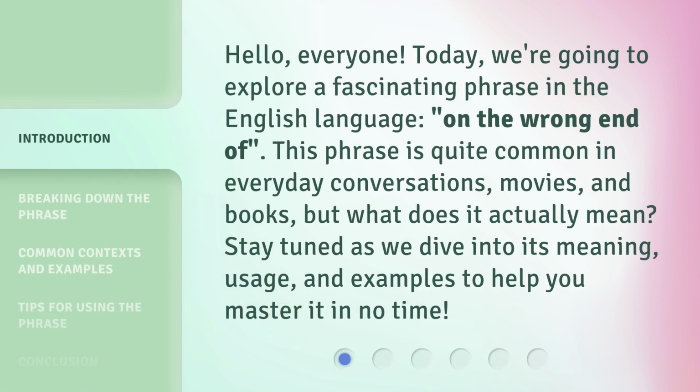Hello, everyone. Today, we're going to explore a fascinating phrase in the English language, "on the wrong end of." This phrase is quite common in everyday conversations, movies, and books. But what does it actually mean? Stay tuned as we dive into its meaning, usage, and examples to help you master it in no time.